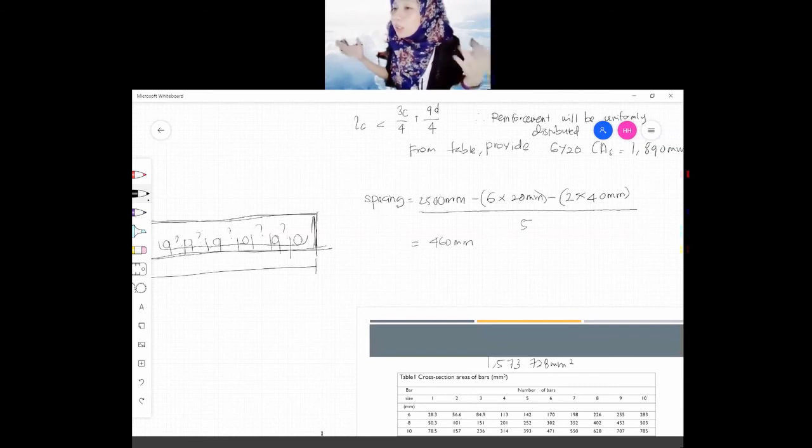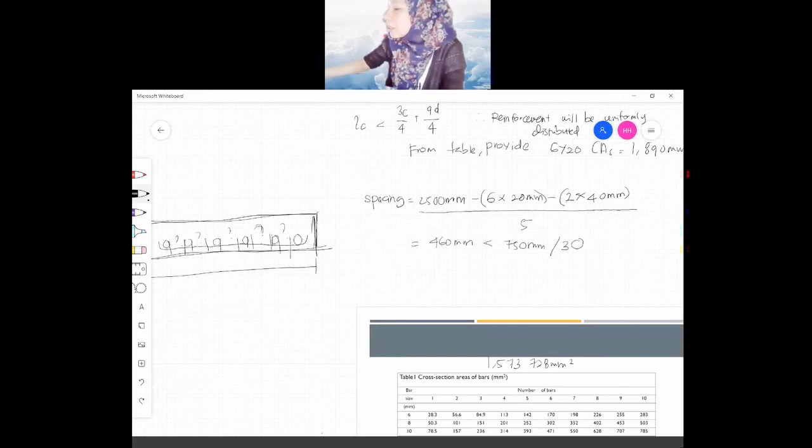So maksudnya melebihi, macam kalau katakan this one jarak dia terlampau besar. Itu yang kita risau. Kita bukan risau dia terlampau kecil, kita risau terlampau besar. So 460 mm ni, yesterday I ada mention pasal clause, you boleh check on the notes. Okay, so 460 ni kita akan compare dengan 750 mm or 3D.